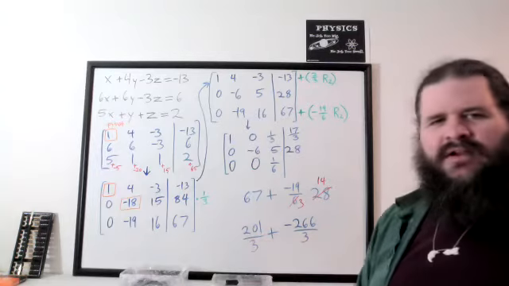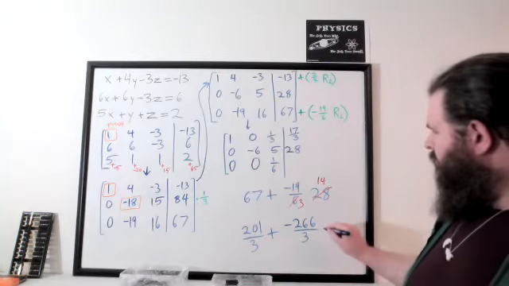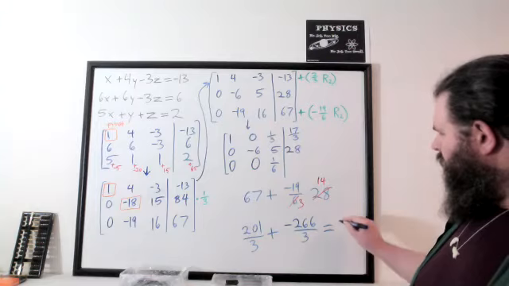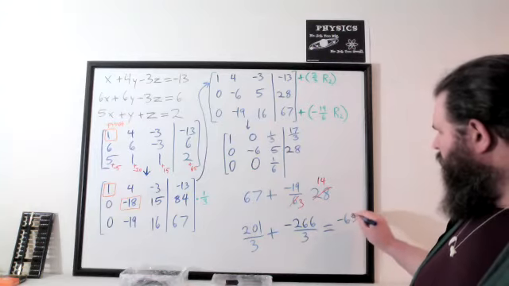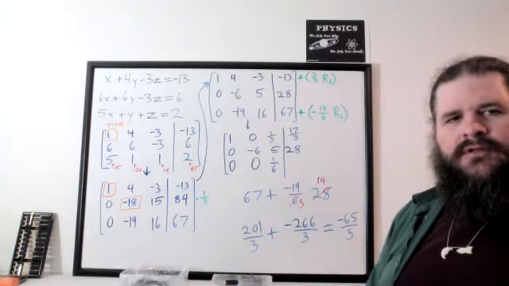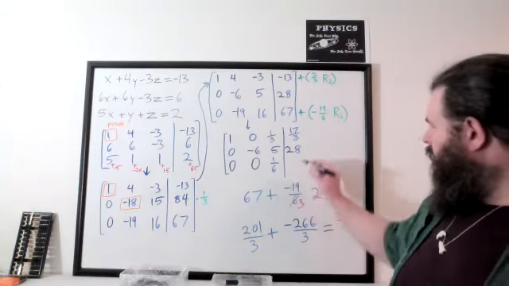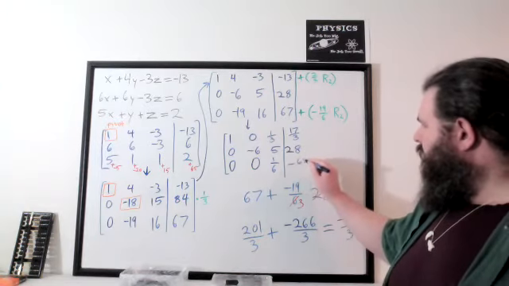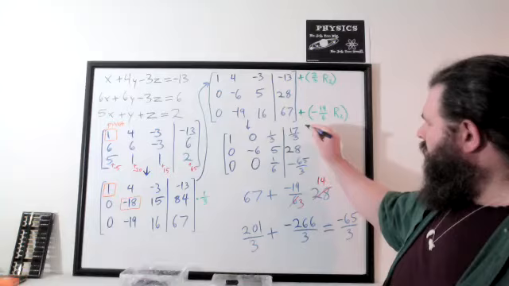Anybody want to check my numbers there? I'm thinking this should work out to -65 thirds. That's what I'm getting as well. Look okay? All right, so -65 thirds. That seems reasonable.